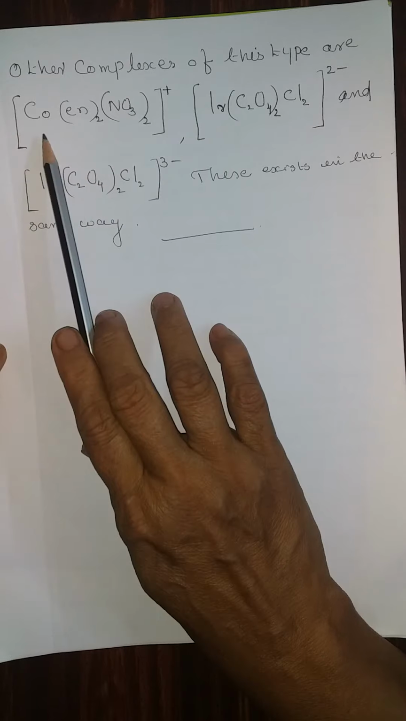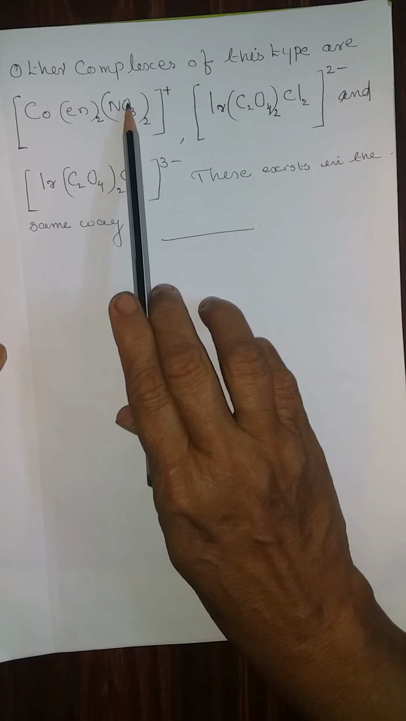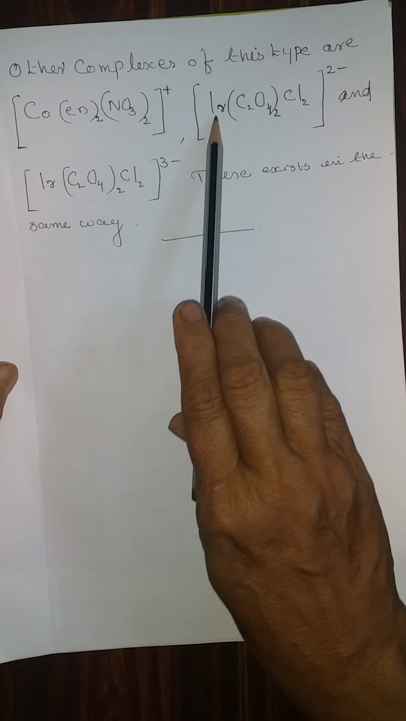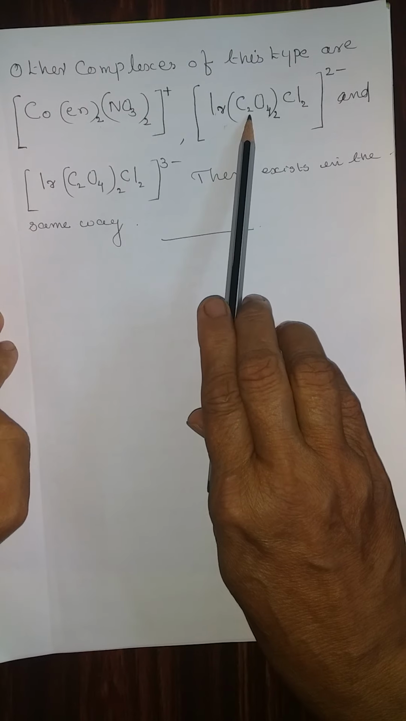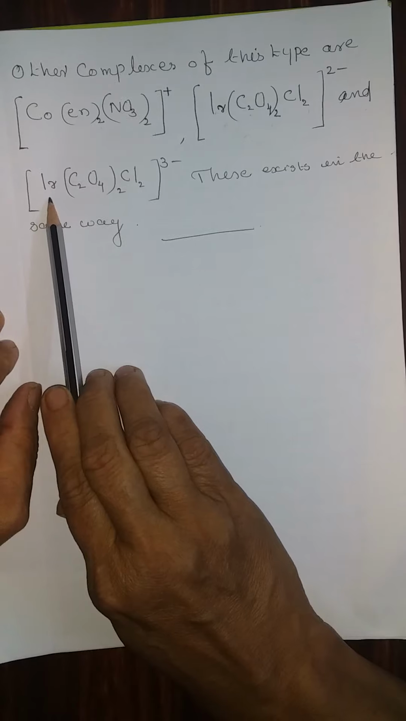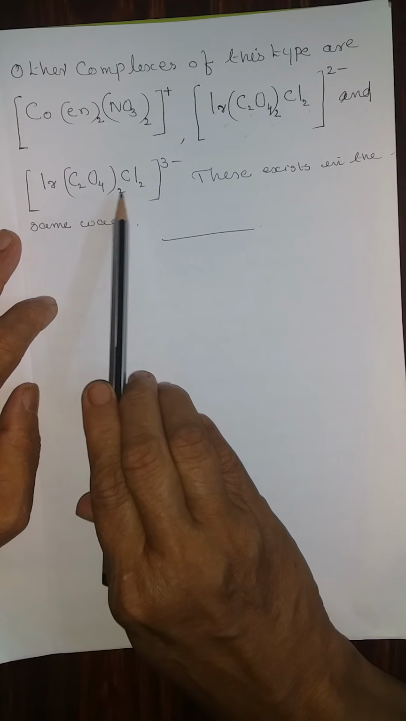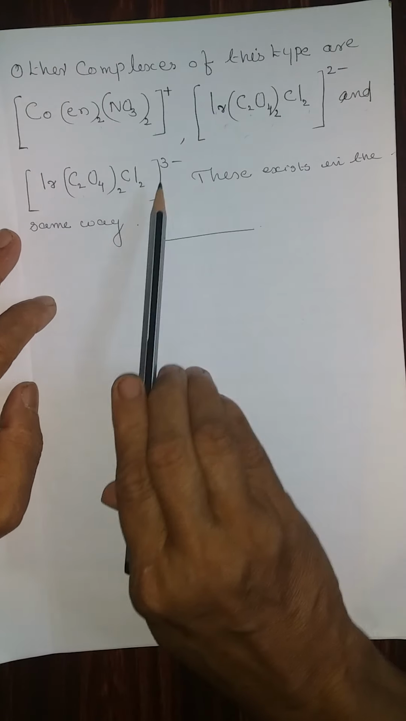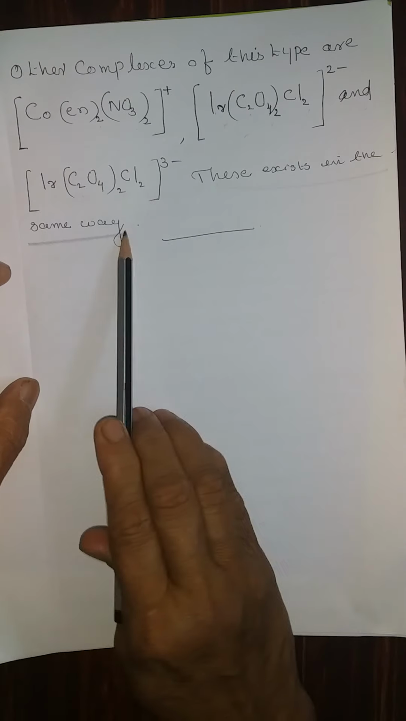Other complexes of this type are given as examples. 3 examples are given: [Co(en)2(NO3)2], [Ir(C2O4)2Cl2], and [Ir(C2O4)2Cl2] 3 minus. All of these exist in the same way.